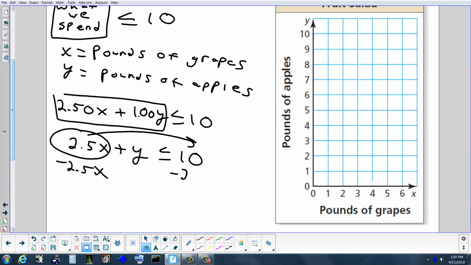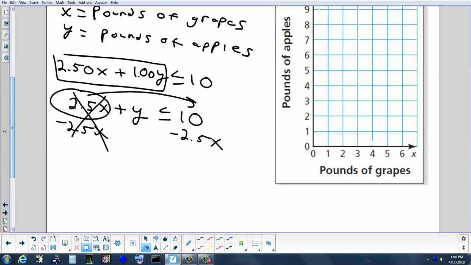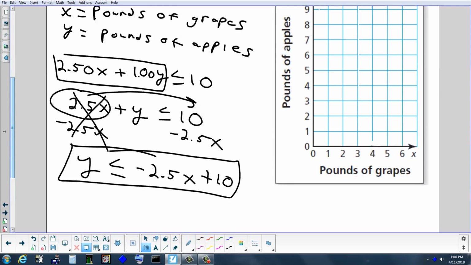Minus it. What's on the left-hand side now? Just y. Y is less than or equal to negative 2.5x plus 10. There's our inequality. Now we're ready to graph. So from here it should be okay, but any questions on how we got what's in that box?